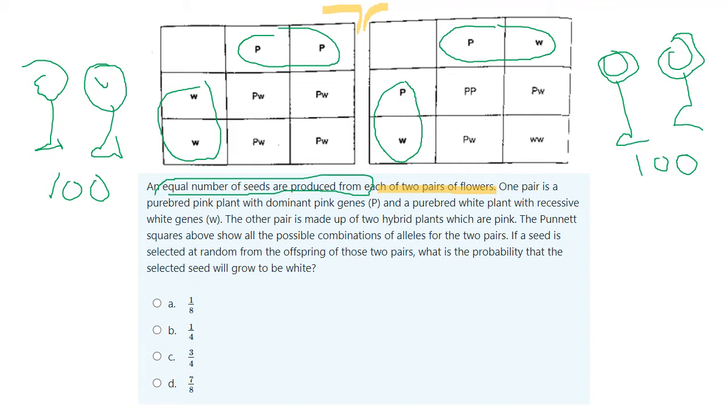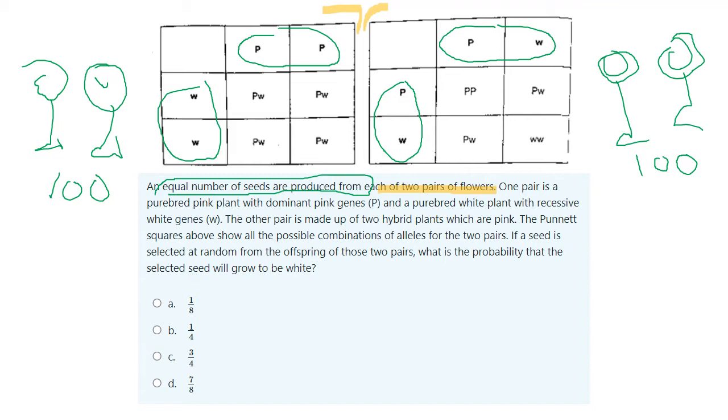The Punnett squares above show all the possible combinations of alleles for the 2 pairs. If a seed is selected at random from the offspring of those 2 pairs, what is the probability that the seed selected will grow to be white? So if we add all of the seeds together from all of the plants, so that's half from the first pair and half from the second pair, what is the probability that it will be white?